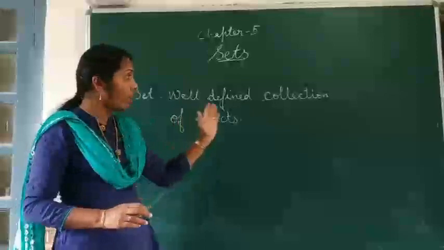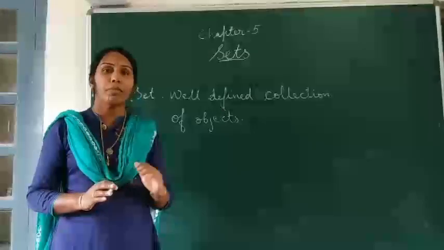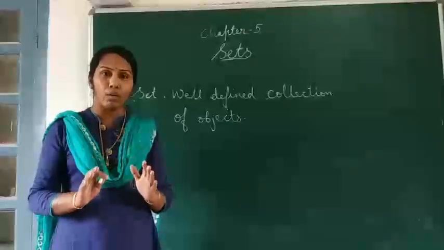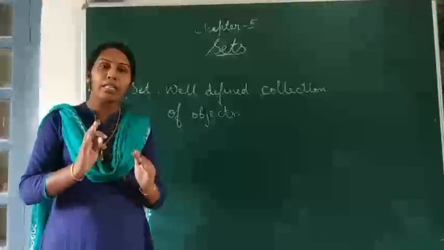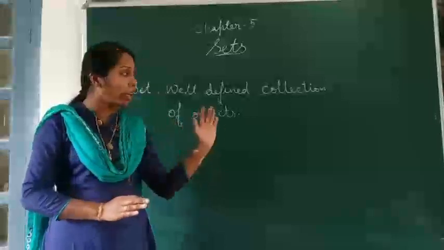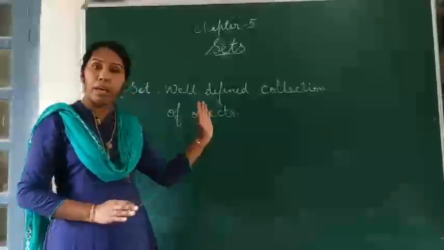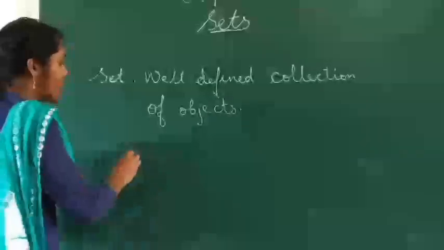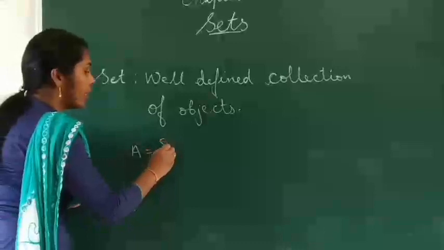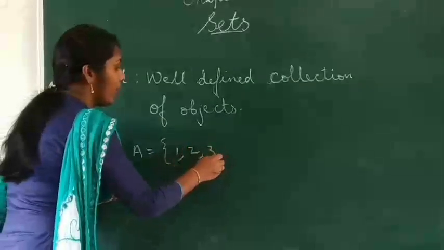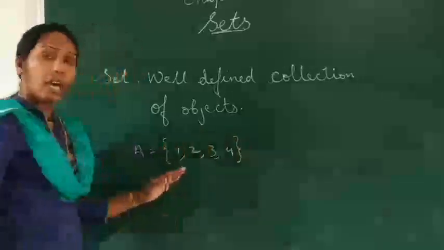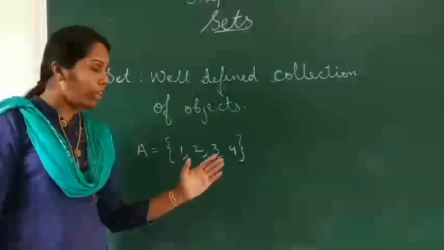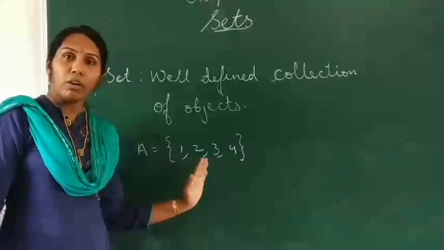See, it is clearly given well-defined. Well-defined means we will be able to write the members of a particular set without any doubt. We have to say a particular member is a member of that set or not without any doubt. That is meant by a well-defined collection of objects. For example, if we consider A is equal to the set {1, 2, 3, 4}, the members of the set are natural numbers which are less than 5. We are able to define them without any doubt.